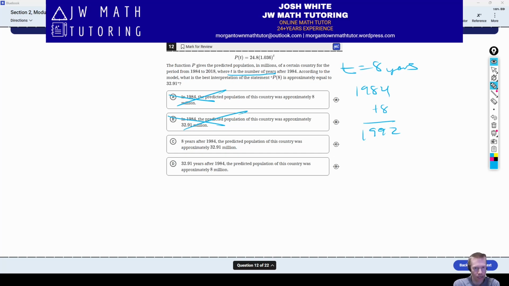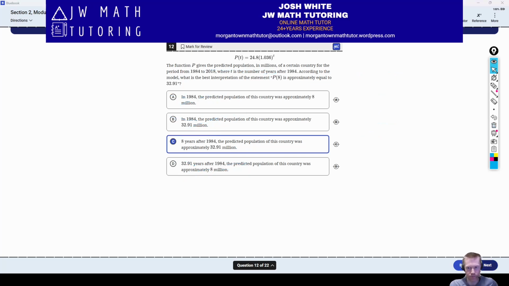Okay, C, 8 years after 1984. Okay, so that part's good so far. And the other value, the p of 8, the output is this. And what does the output measure? Well, it's the predicted population. So 32.91 million, that's the population. It looks like it's going to be answer choice C. But let's just check D. 32.91 years? No. We want 8 years, and we want the population to be 32.91. So yes, the correct answer for this one is going to be letter C.